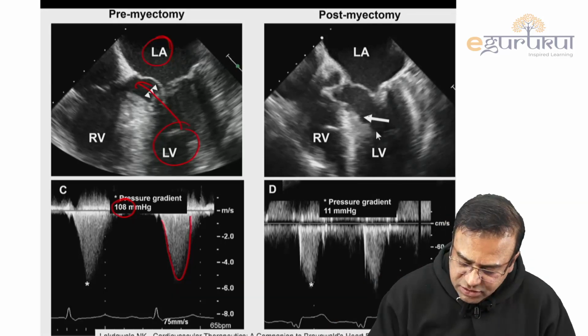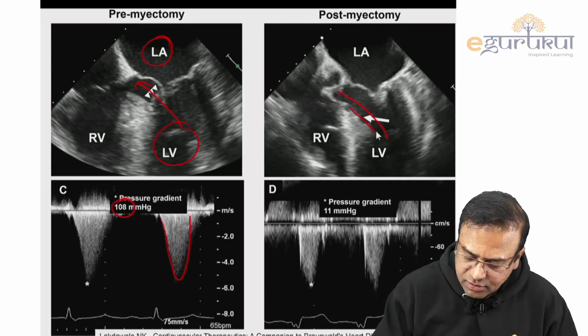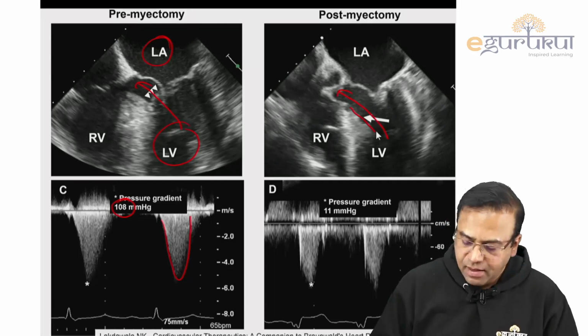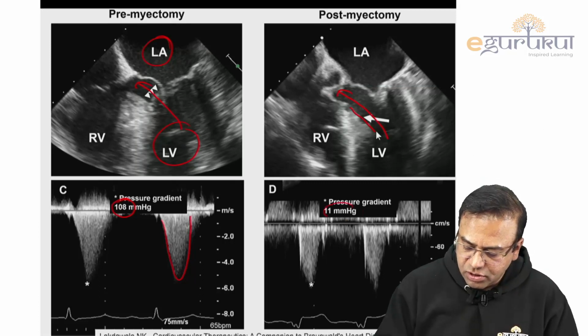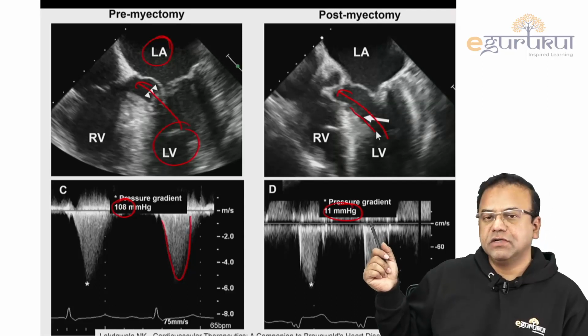But imagine after the surgery, the septum has been cut. If the septum has been cut, the LV can now smoothly throw the blood out into the aorta, and notice the pressure gradient has now become 11. So this is one of the benefits of the surgery.